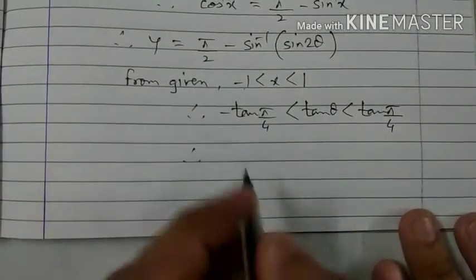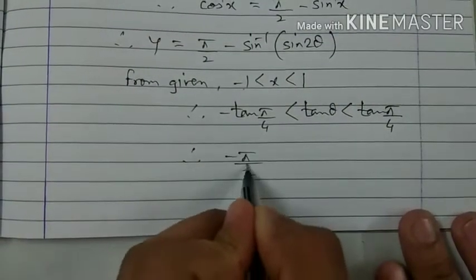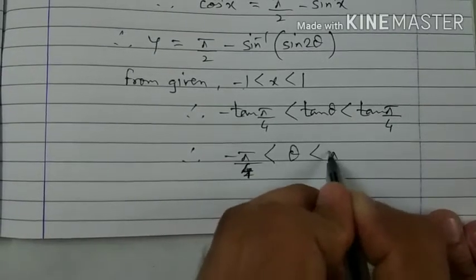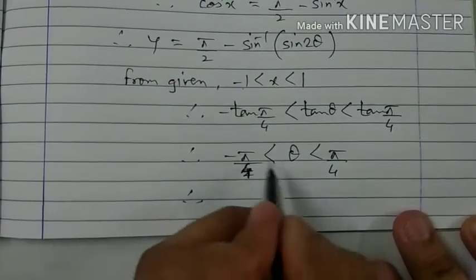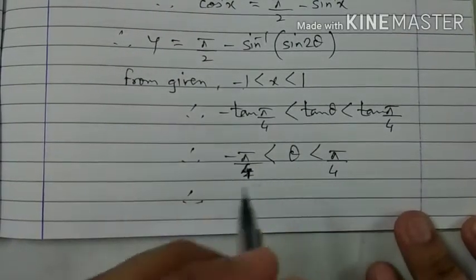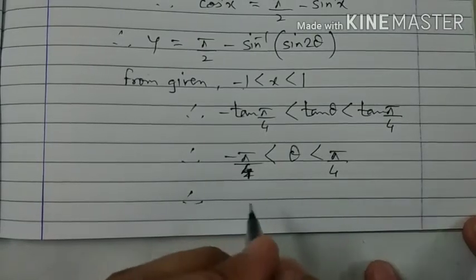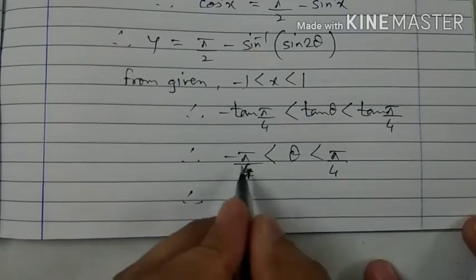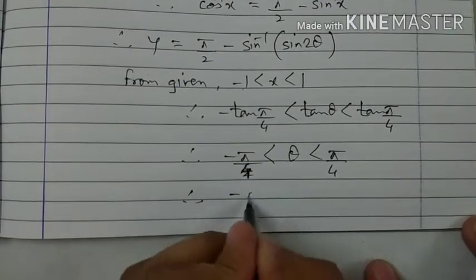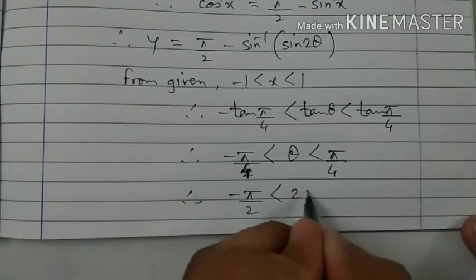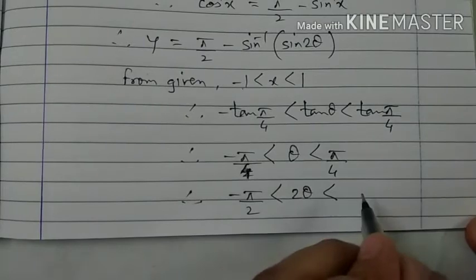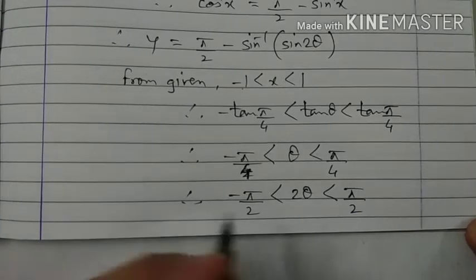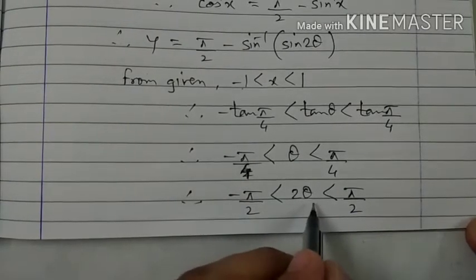Now without tan I can write minus pi by 4 less than theta less than pi by 4. From this we have already got a range of theta, so now we can write the range of 2 theta by multiplying 2 in all these terms. So multiplying by 2, minus pi by 4 multiplied by 2 will give minus pi by 2. In the middle term I will get 2 theta, and pi by 4 multiplied by 2 will give pi by 2. So the range of 2 theta is obtained.